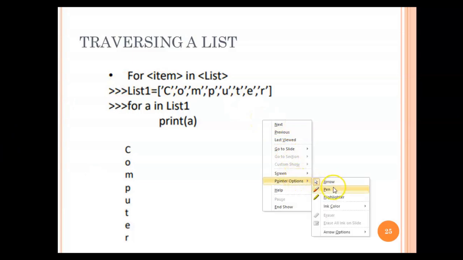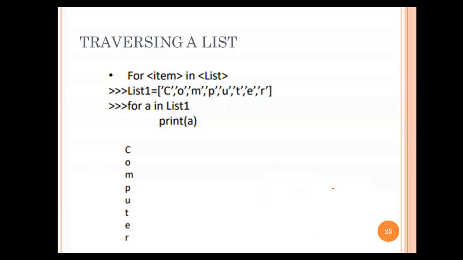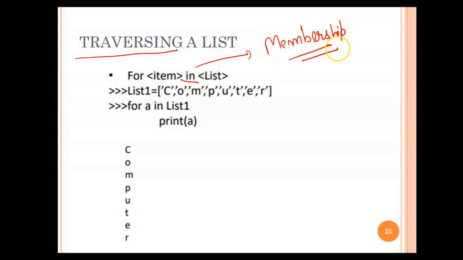Now moving to the next topic, which is traversing a list. How can I traverse? Traversing is nothing but working on the individual element. You can do it with the help of the membership operator in. So this is going to work for the individual character, right? Suppose there is a list, we have computer here. All the characters are written under single quotes.